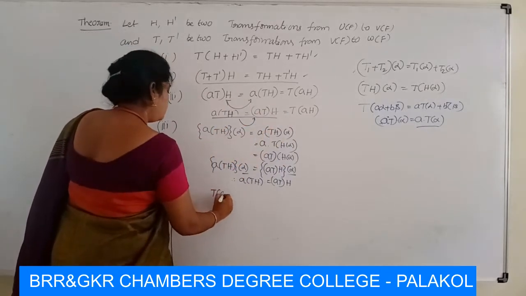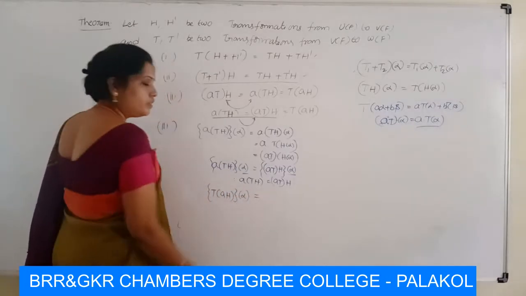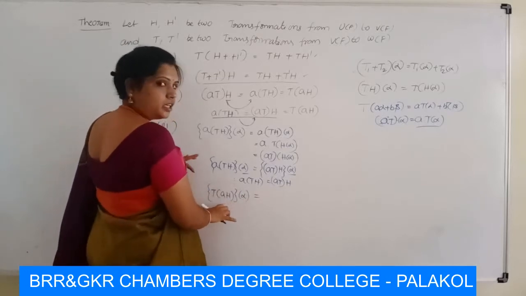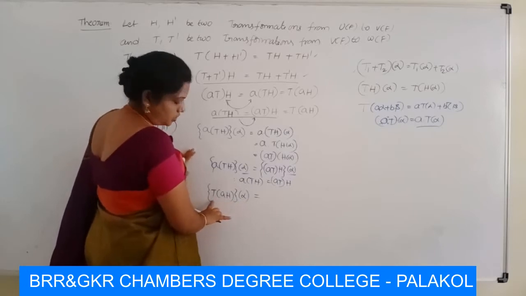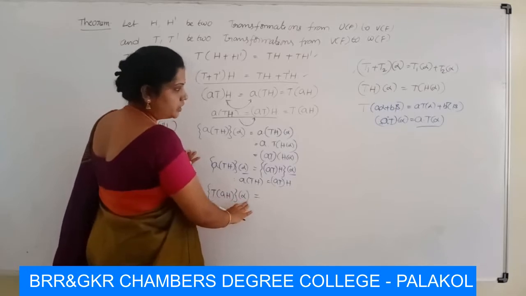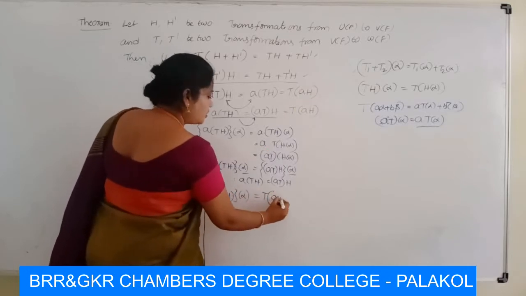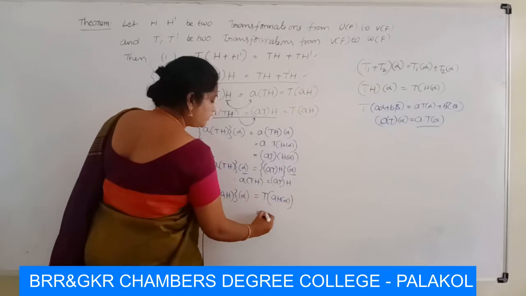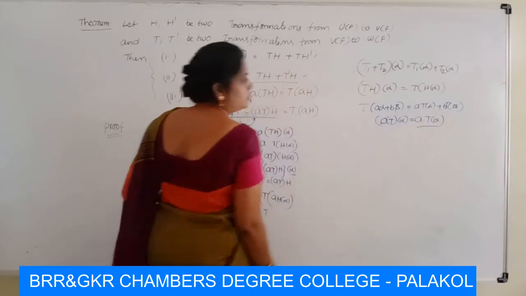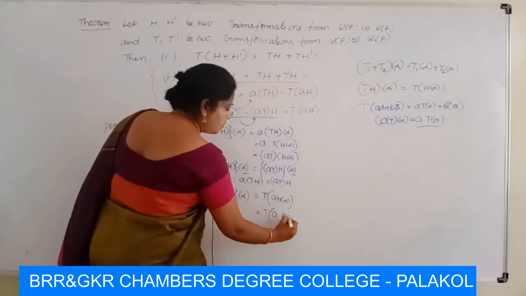Now T of aH is equal to any one of these. T into aH of the offering element alpha. So here T is a transformation, aH is again a transformation, so the product of the transformations. So T, this is something H, then TH of alpha can be written as T of H of alpha. H of alpha means aH of alpha. Again aH of alpha can be written as a into H of alpha, a into H of alpha.